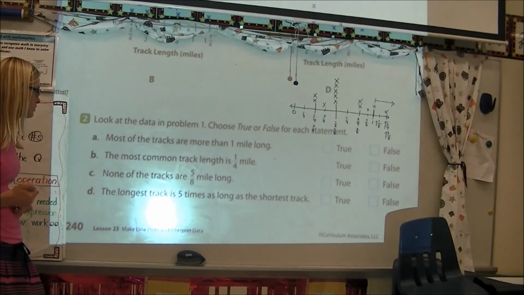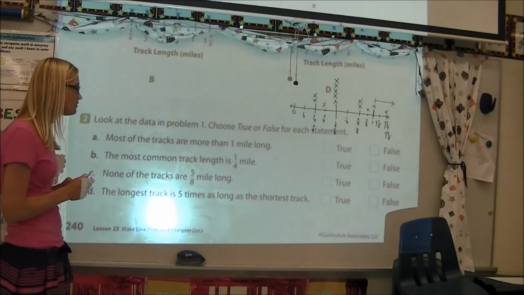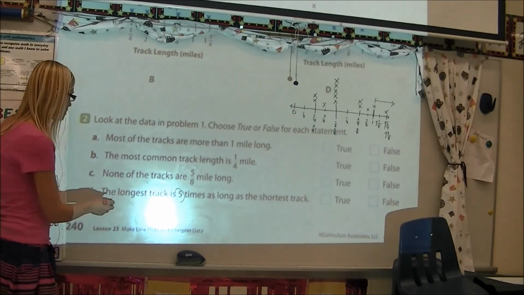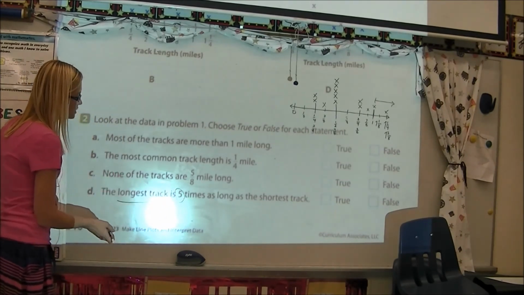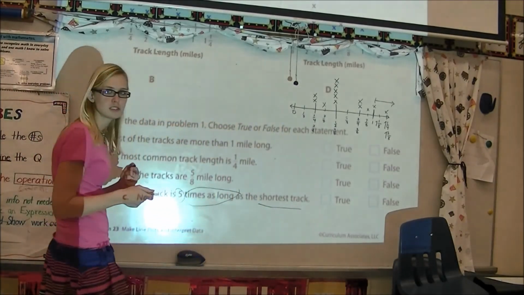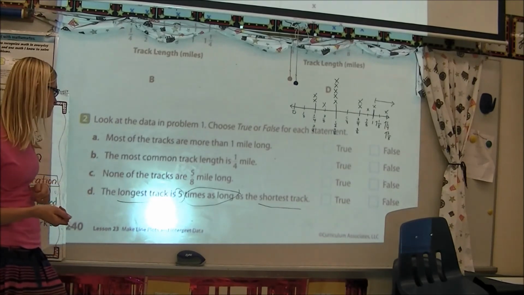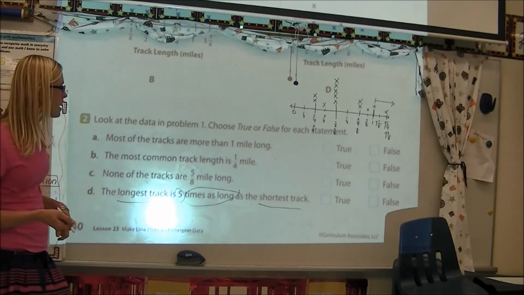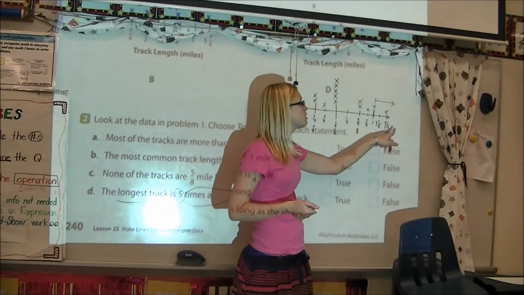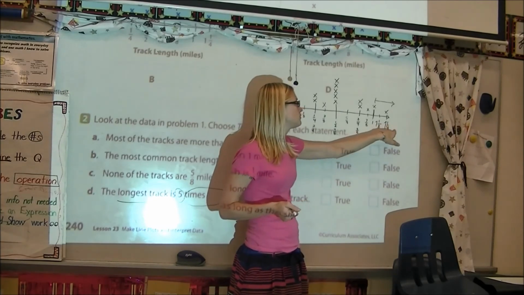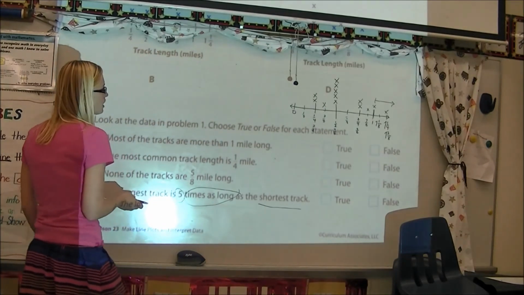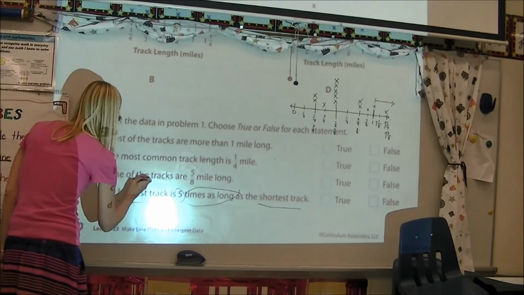Look at statement D. The longest track is 5 times as long as the shortest track. So again, it's a comparison. It's a comparison statement, and we've looked at those a lot with our fractions. What is my longest track? Okay, longest, short, longest. My longest is 1 1/4 or 1 2/8. I'm going to use that 1 2/8 equivalent because it makes it much easier to track.